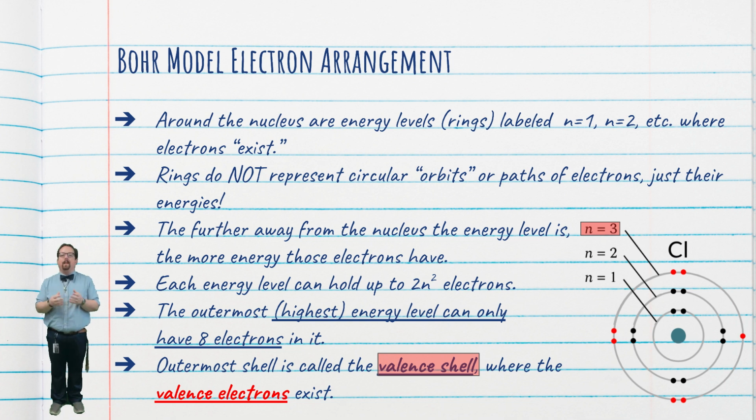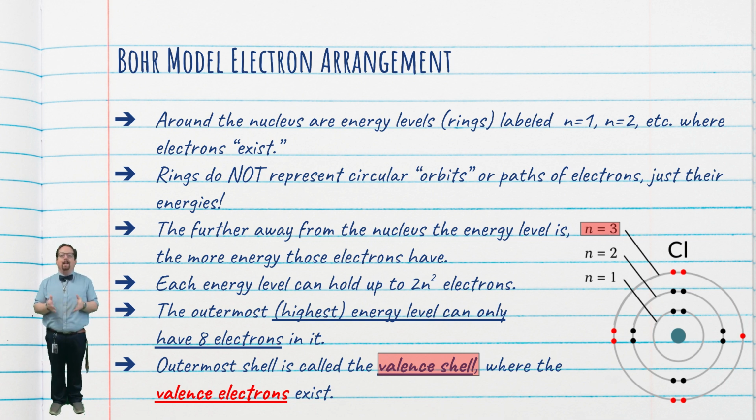The further away the energy level is from the nucleus, the higher its n number, or principal energy level number. And the further away it is from the nucleus, the more energy that level has. Each energy level can hold a maximum of 2n squared electrons. That equation will come in handy, but we'll talk about that a little bit more on the next slide.